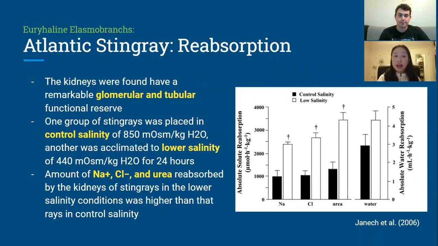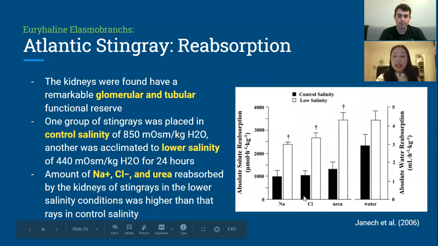Another study we looked at reabsorption. So they were found to have remarkable glomerular and tubular functional reserves in the kidneys. What they did was they had two groups of stingrays. One was kept at a control salinity and one was acclimated to a lower salinity for 24 hours. And they saw that the stingrays were able to absorb a lot of the sodium and chloride ions as well as urea in the lower salinity conditions than the rays in the control salinity.